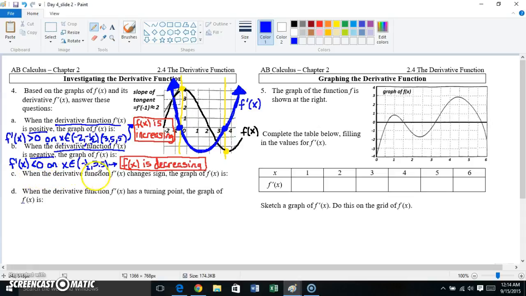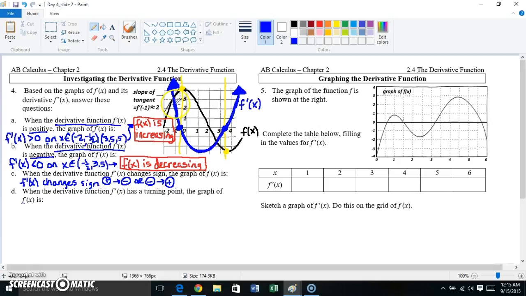Okay, in part C, when the derivative of the function changes sign, so that means f prime of x changes sign, and that could be either from positive to negative, or from negative to positive. So where does that happen on our graph?